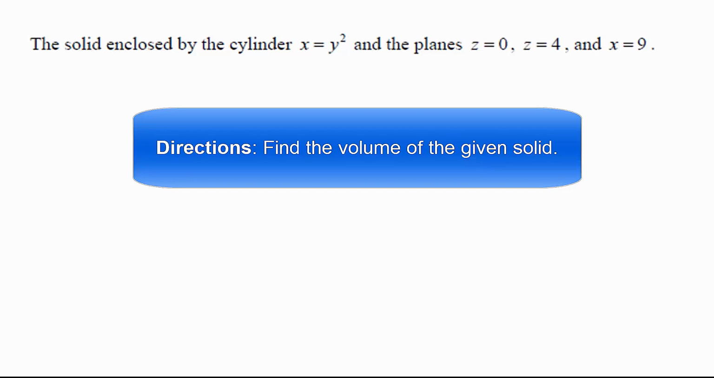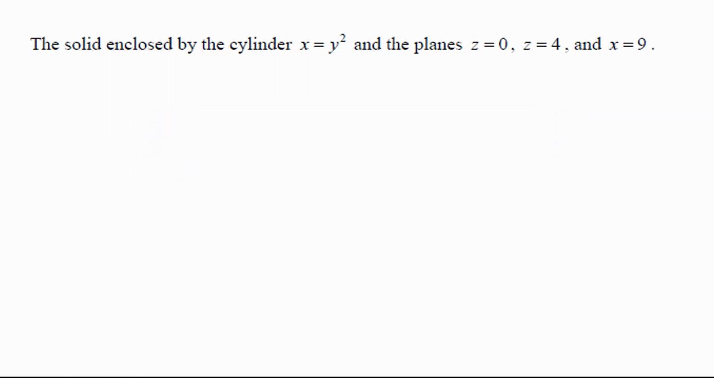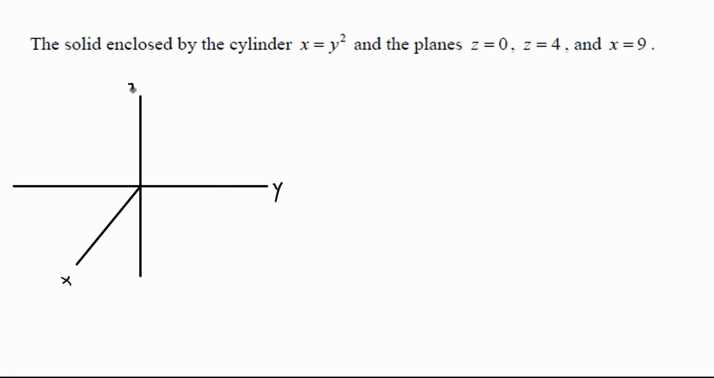So we want to find the solid enclosed by the cylinder x equals y squared and the planes z equals 0, z equals 4, and x equals 9. Well, let's draw as little as we have to. Okay, so this is going to be my positive x, positive y, positive z.